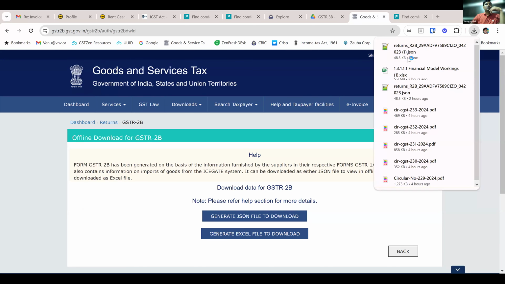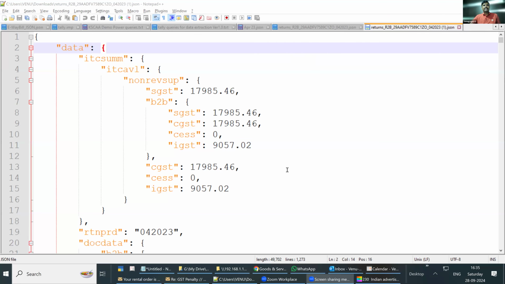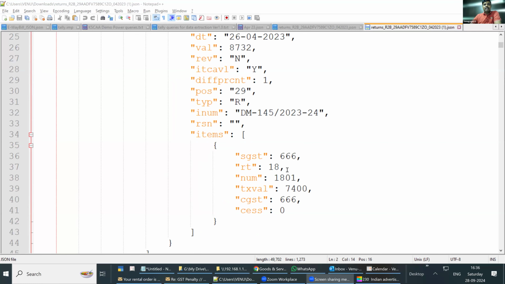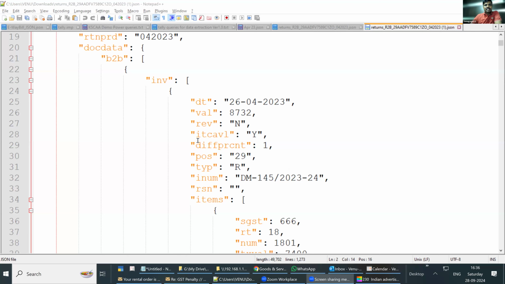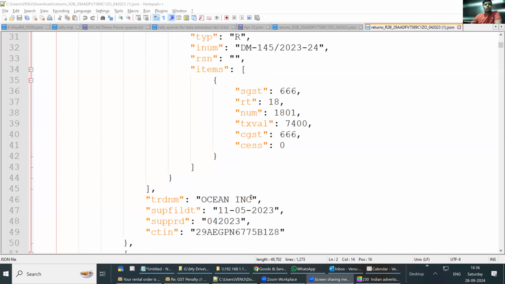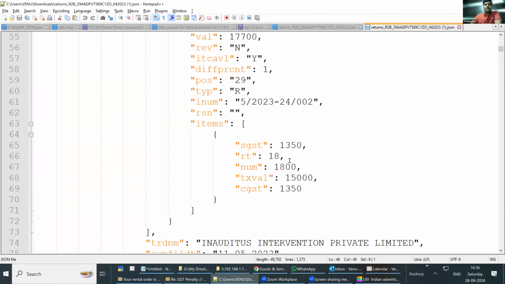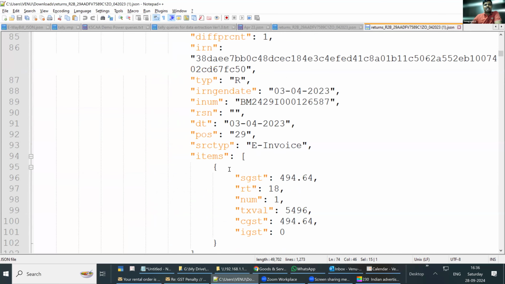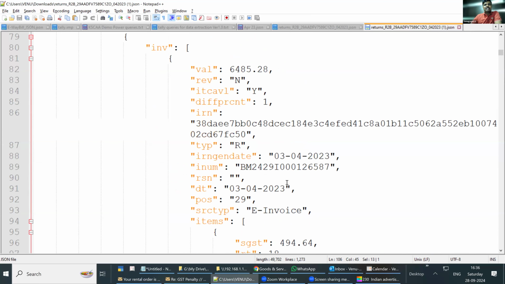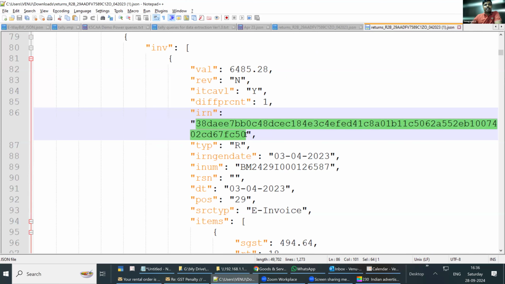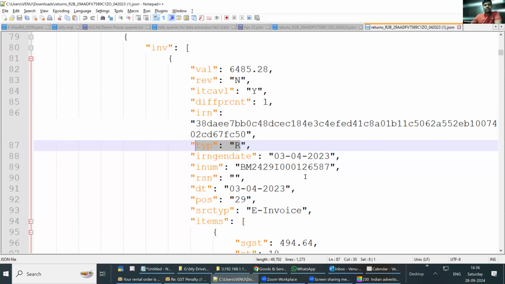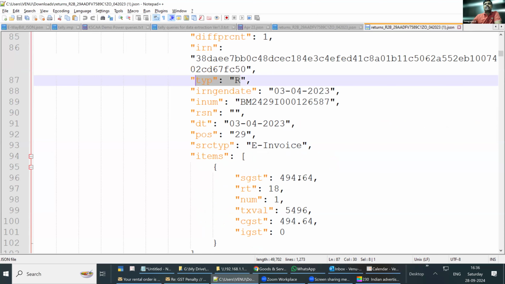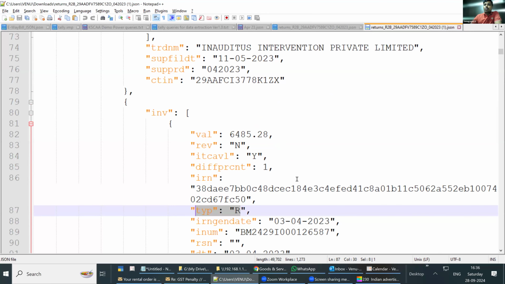Now, let me share the JSON, how it looks. This is the JSON file. For a normal man, it is completely Greek and Latin. It talks about different terminologies. However, it shows I have made some purchases, for example from Bharti Airtel. If there is an IRN, it gives me the IRN number, whether it is a regular invoice or not, forward charge or reverse charge. All that information is available in this one document.